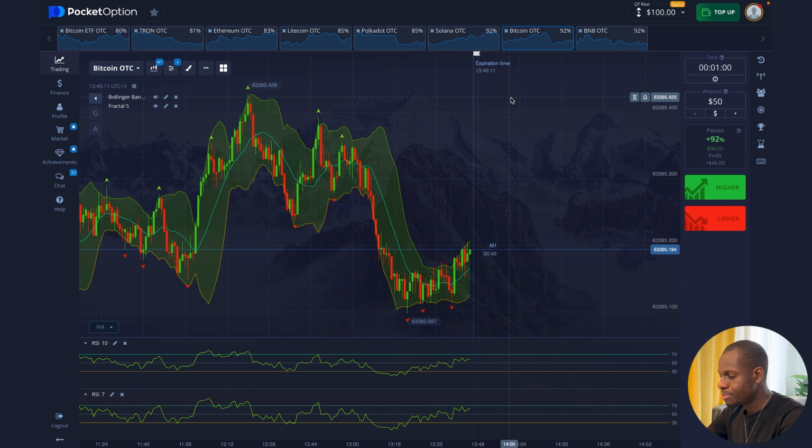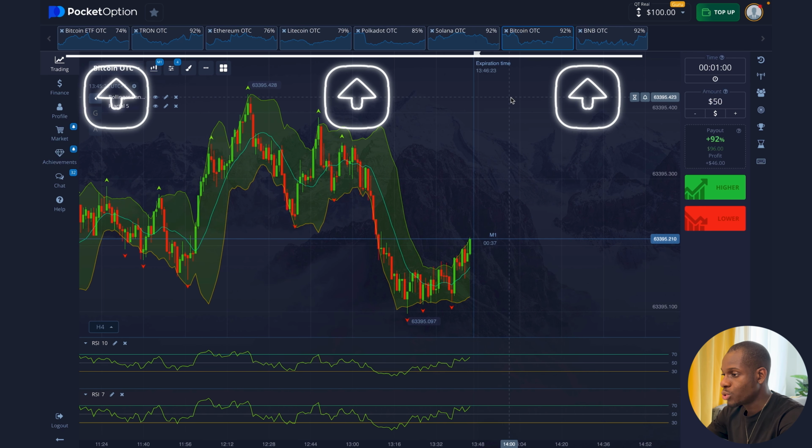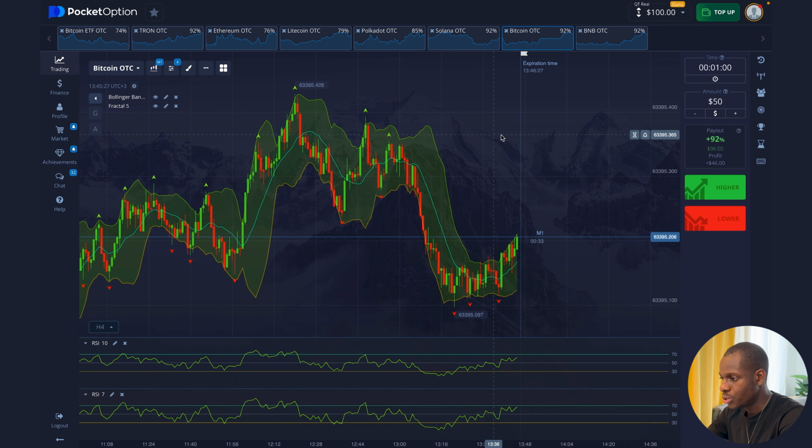Okay guys, so we are back to the charts and let's just get into our trading today. We're going to be trading cryptocurrencies, and as you can see above, I've already selected a couple of assets that have the best payout percentages and also have the best movement patterns for the strategy we want to use today.